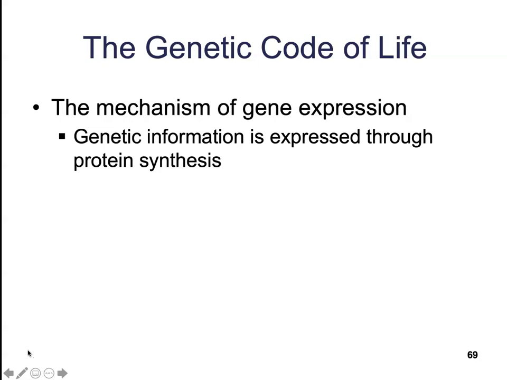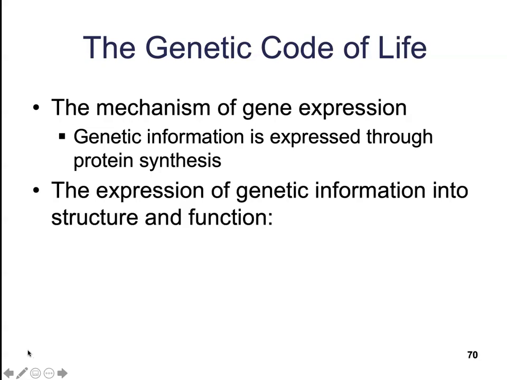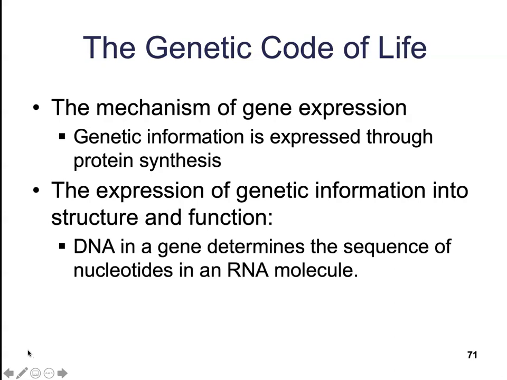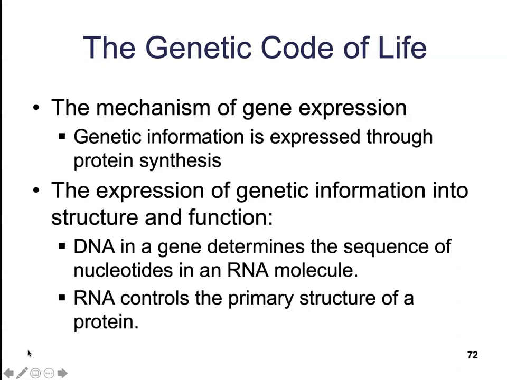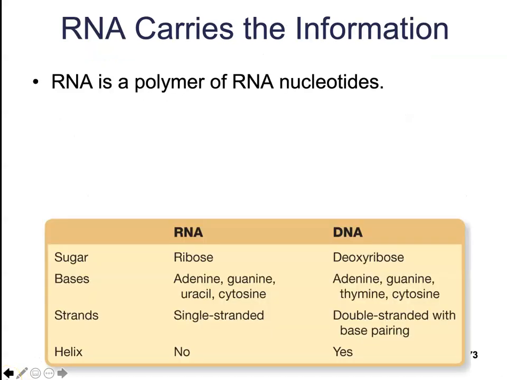Genetic information is going to be expressed through protein synthesis. DNA is going to be read and then translated into RNA. RNA then controls the primary structure of the protein. Does anybody remember what the primary structure of a protein is? Yeah, it's the sequence of amino acids. The sequence of amino acids determines the overall shape and structure of the protein, and the sequence of amino acids is determined by the sequence of DNA. So RNA is our carrier of information.